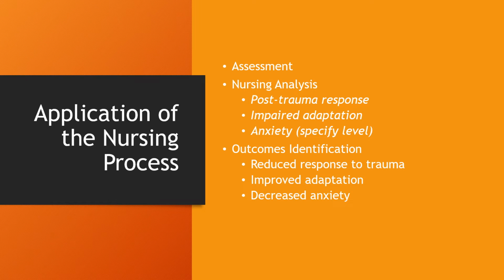As far as nursing analysis, we can prioritize after the assessment, and it may include post-trauma response, impaired adaptation, and anxiety. Again, we're going to level which level they're at. Outcomes are going to correspond with the analysis, with the goal of reducing the response to stress, improving our adaptation, and decreasing our anxiety.